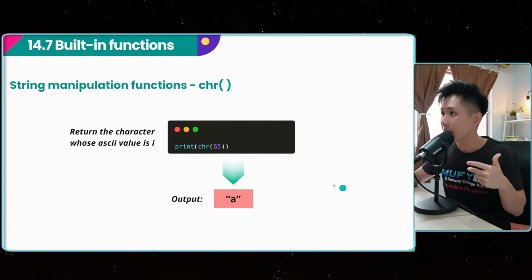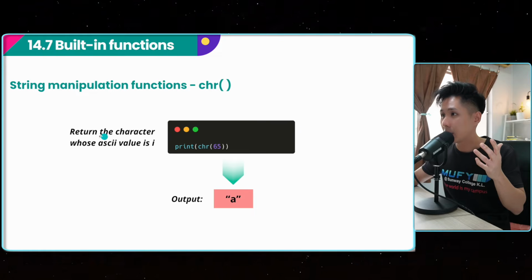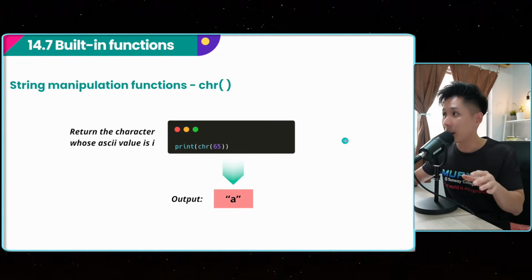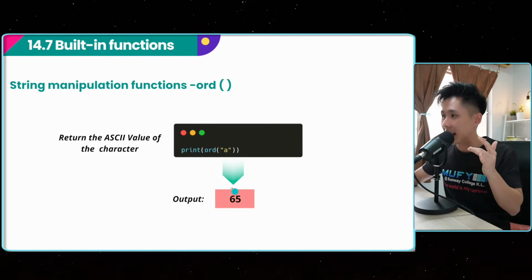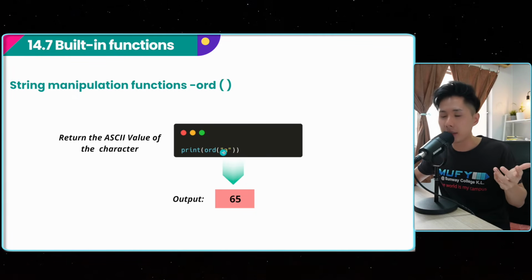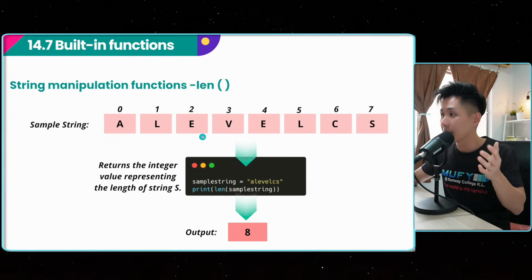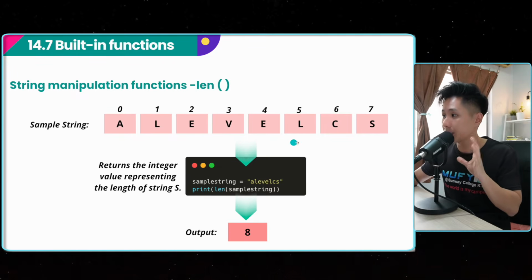All right. Besides, you can also find the character whose ASCII value is I using the CHR function, and the ORD function will return the ASCII value of a character. This is not something that I use very often, so I won't be elaborating on it that much. So the length function, as implied by the name, will return the length of the string.